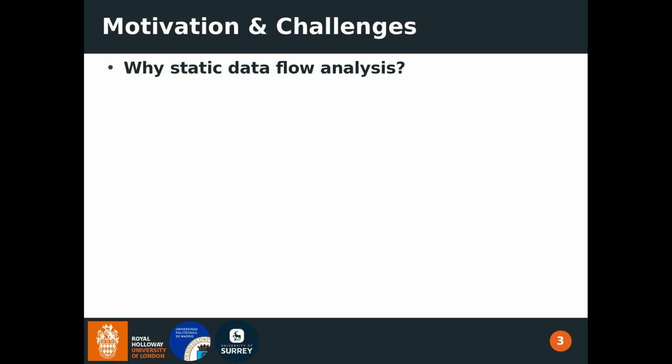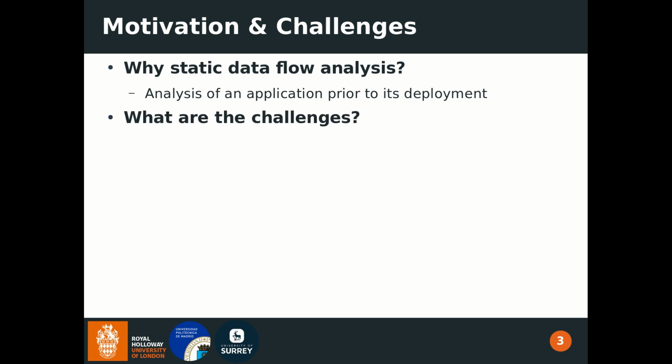Differently from previous studies, which are mainly focused on dynamic information flow approaches, we propose a static analysis technique. Our key motivation is that this type of analysis allows inspecting an application before its deployment. However, analyzing serverless applications statically is challenging for three reasons.